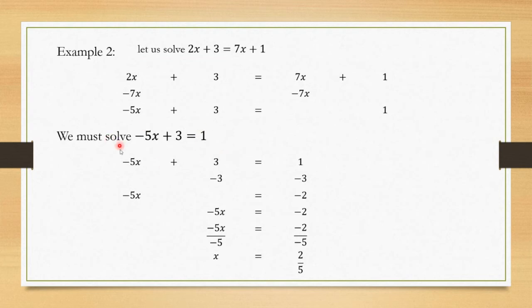Okay, let's do it. So negative 5x plus 3 equals 1, right? As before, we're going to subtract 3 from both sides. Doing so, we get negative 5x equals minus 2. So we have minus 5x equals minus 2. I mean, this equation is not terrible. Someone have a question?